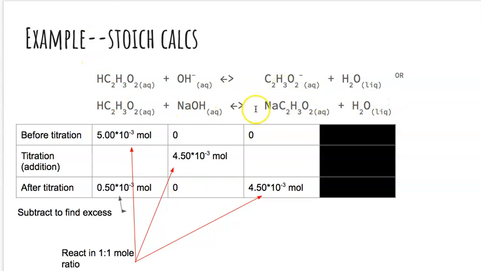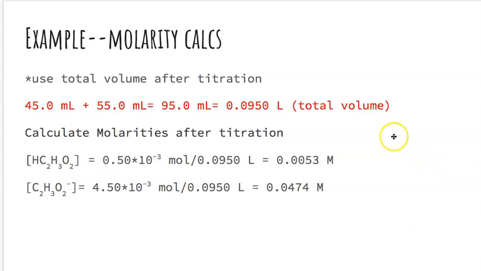See how everything's 1-to-1 in our reaction? So just like you would in an ice table, we're subtracting this much because that's how much we're adding. This is what we have left over, and this is what we made. Now we want to get those moles back into concentrations, and to do that we need to divide by the total volume now. 45 milliliters plus 50 milliliters is 95 milliliters, or 0.095 liters. So I just take each of those moles and divide by the liters to get the new concentrations.